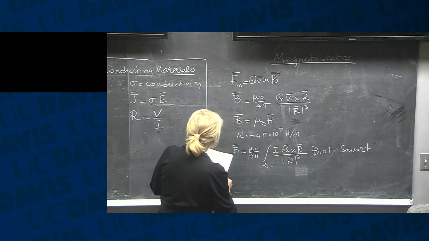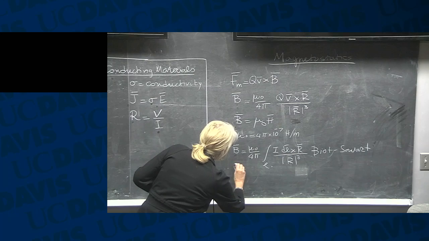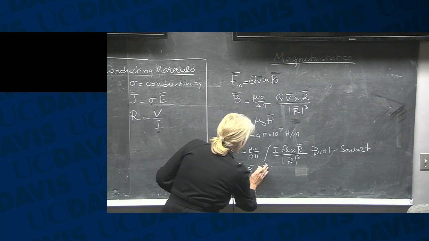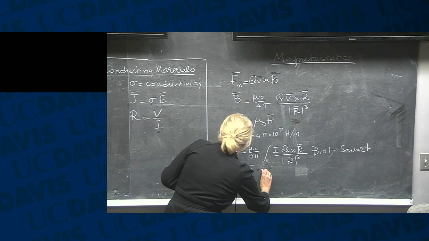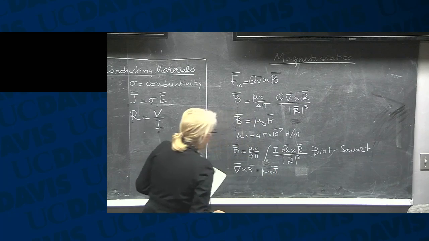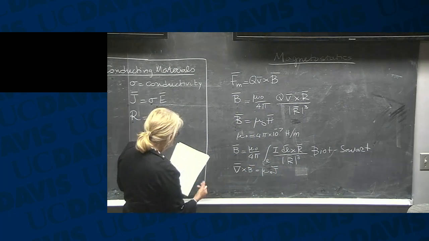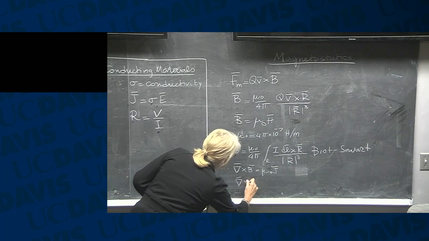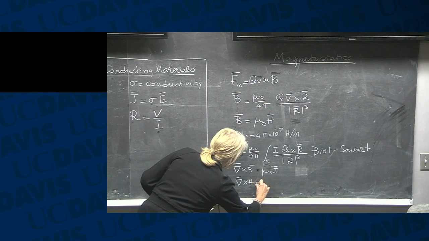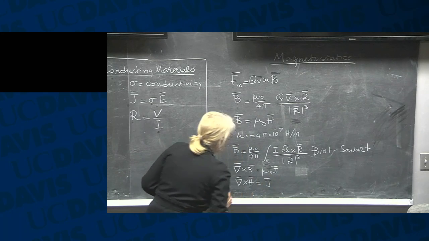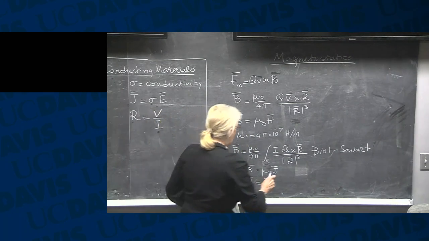And then we have another important law, which is Ampere's law, that says that at a point in space, there is this relationship, in terms of the magnetic field intensity. And that's Ampere's law.